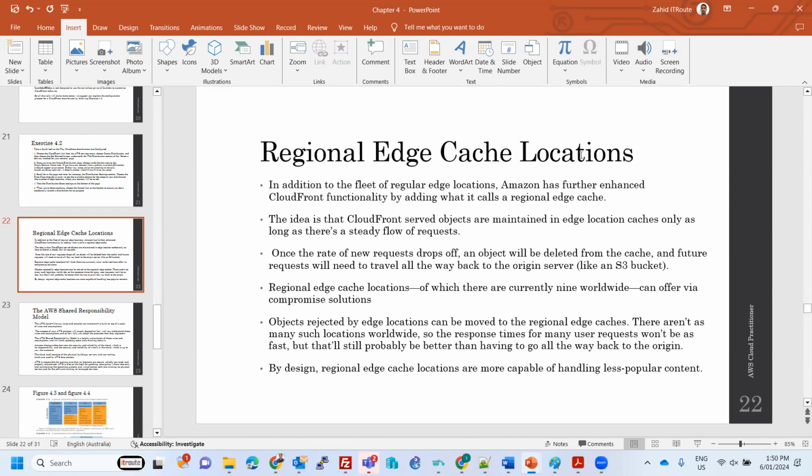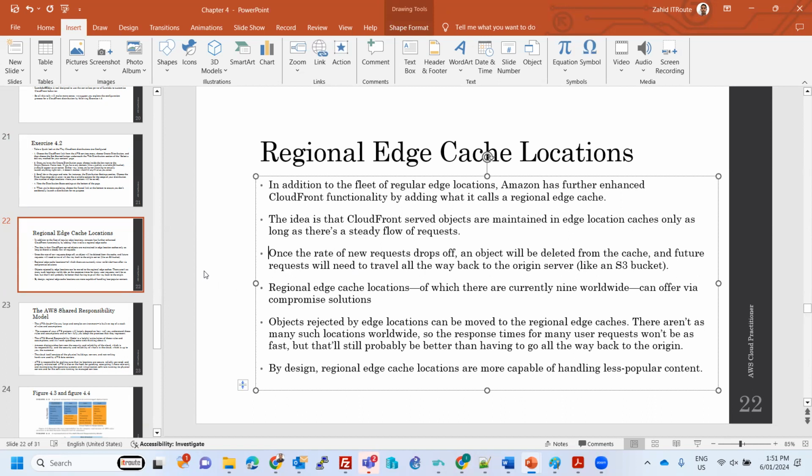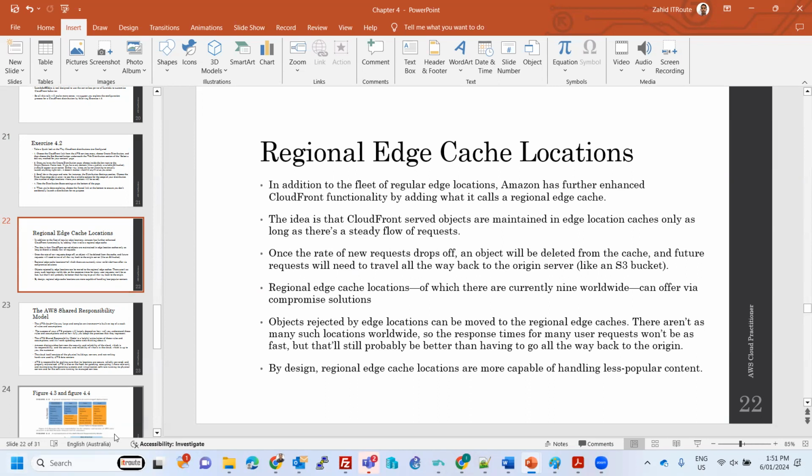Regional edge cache locations. In addition to the fleet of regular edge locations, Amazon has further enhanced CloudFront functionality by adding what it calls a regional edge cache. The idea is that CloudFront-served objects are maintained in edge location caches only as long as there is a steady flow of requests. Once the rate of new requests drops off, objects will be deleted from the cache, and future requests will need to travel all the way back to the origin server.